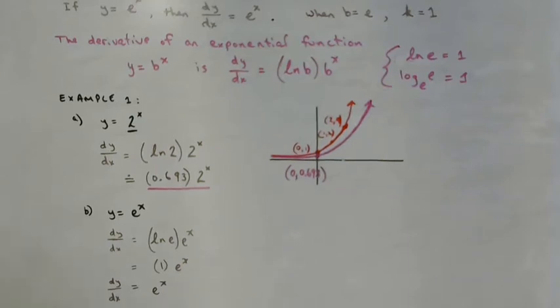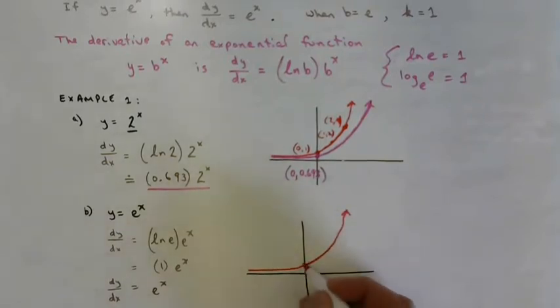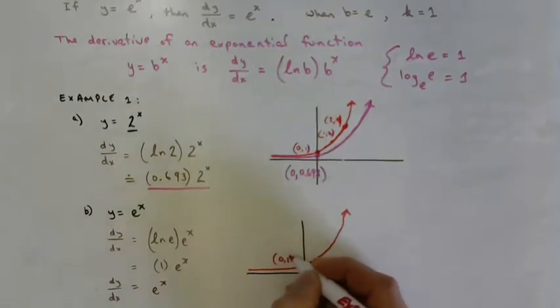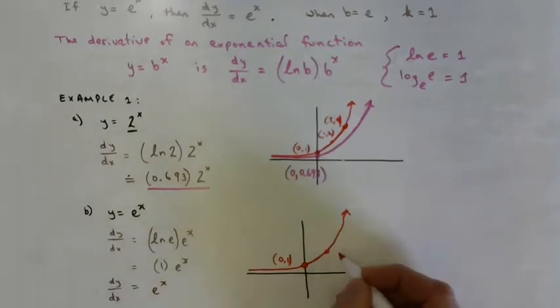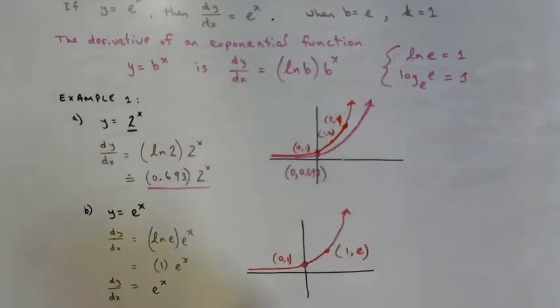The graph just lands on itself. So here's our original function. We could say it goes through 0, 1, because anything raised to the power of 0 is 1. Then it goes through 1, e, because e raised to the power of 1 is just e. And our derivative function is going to be right on top of it with a stretch compression of 1. Doesn't do anything.